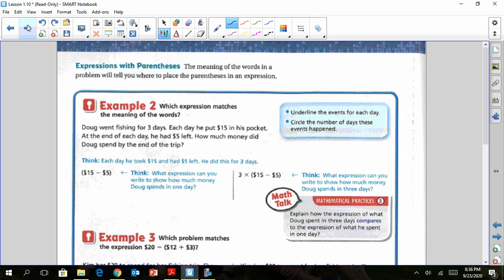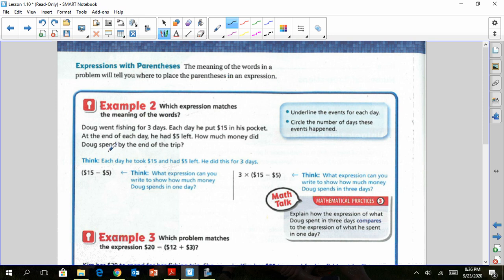On the next page, we're talking expressions now with parentheses. The meaning of words in the problem will tell you where to place the parentheses in the expression. We use parentheses, guys, to tell us to do this first. Okay, so when you put parentheses around numbers in a problem, they want you to do that part first.